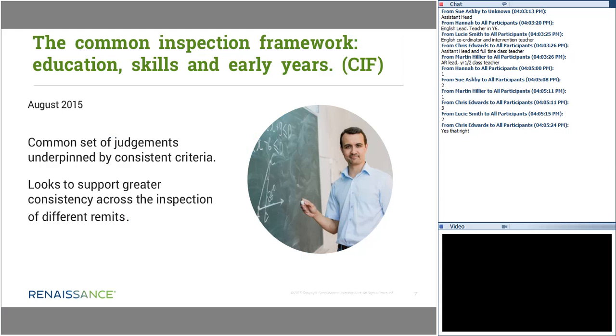So the new Common Inspection Framework, drafted in 2015 and then slightly modified in 2016, the most critical difference to previous ones is that all of the judgments are common to different remits across education. So whether you're early years, primary, secondary, or in further education, there is a consistency now in the inspection framework, and a consistency, therefore, in the judgments.